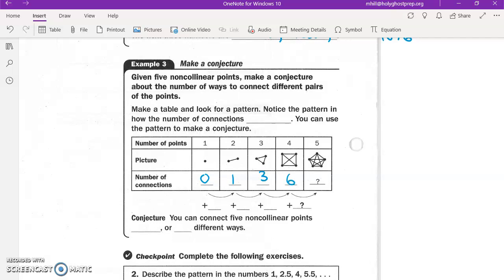This becomes 6. And we're thinking about, all right, we're trying to figure out the number of connections for 5 here. So notice that the number of connections is increasing. So when we're increasing, we're either adding or multiplying. So to get from 0 to 1, I can't multiply, I have to be adding by 1. From 1 to 3, how many are you adding? If you said 2, you are correct. And then we're adding 3, and then so on and so on. So you can connect the 5 non-collinear points by the previous number, 6, plus 1 more than the previous number that you added by, so 4, or 10 different ways.